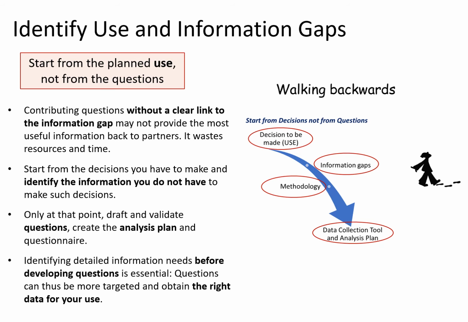So the encouragement, strong encouragement, is to start from the decisions that partners need to make, and identify the information that is missing to make such decisions. Only after that, DTM and partners will cooperate on drafting and validating the right questions and create an analysis plan and a questionnaire. The analysis plan is important because it will enable partners to verify before data collection whether the questions are actually appropriate to filling the information gap.